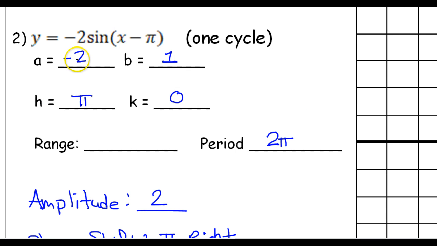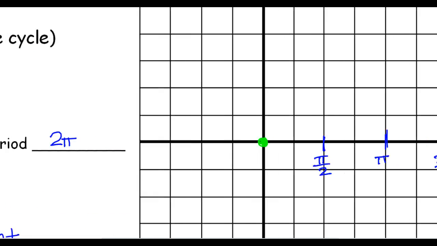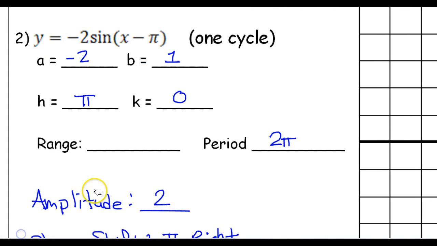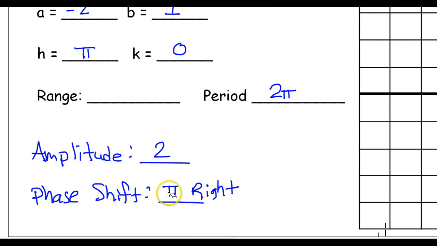Now because my amplitude is 2, I'm going to be moving 2 away from the midline. As I said before, because of the reflection, instead of going up like I normally do, I'm going to go down. The amplitude tells me to go 2 down, then back to the midline, and 2 up, and back to the midline. So this would be 1 period of this function. Let's not connect the dots yet, because we have not done the phase shift. We have a phase shift of pi to the right.